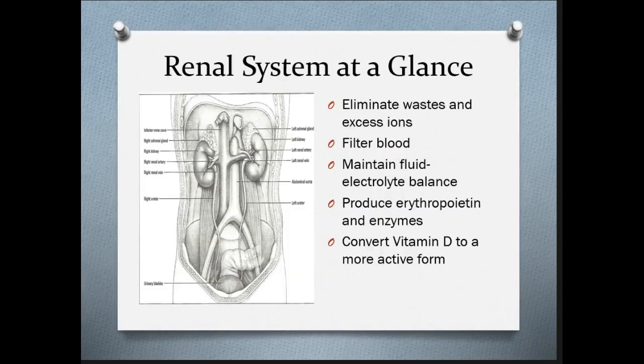The kidneys are the principal organs of the urinary system. The primary functions of the kidneys are to regulate the volume and composition of extracellular fluid and to excrete waste products from the body. The kidneys also function to control the patient's blood pressure. They produce erythropoietin, they activate vitamin D, and regulate the acid-base balance.